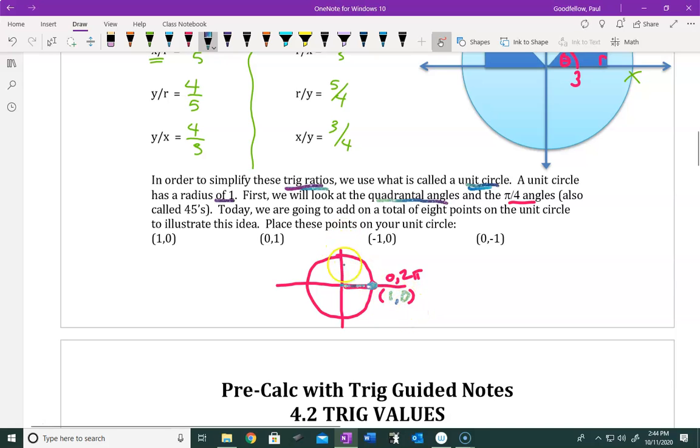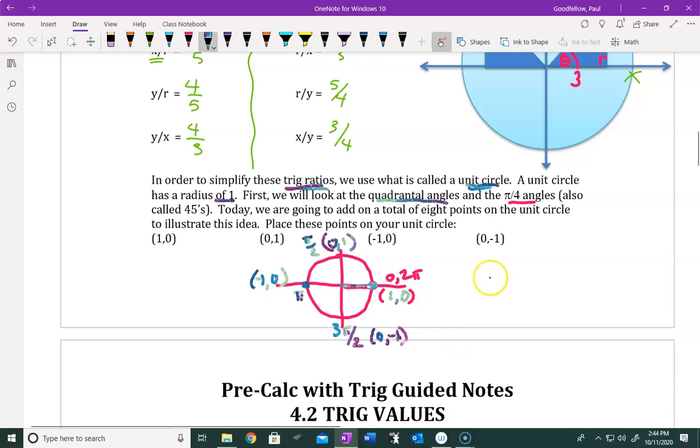Now this one over here would definitely be at 0 and 1, straight up above, at pi over 2. This coordinate over here, which is at pi, would be at -1 and 0. And then down here at 3 pi over 2, which is all the way around down this spot, would be at 0 and -1. Okay?